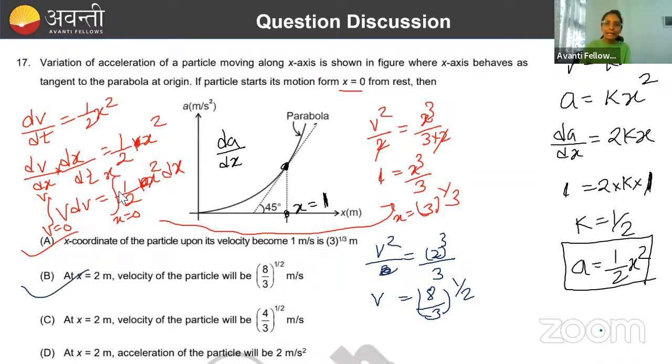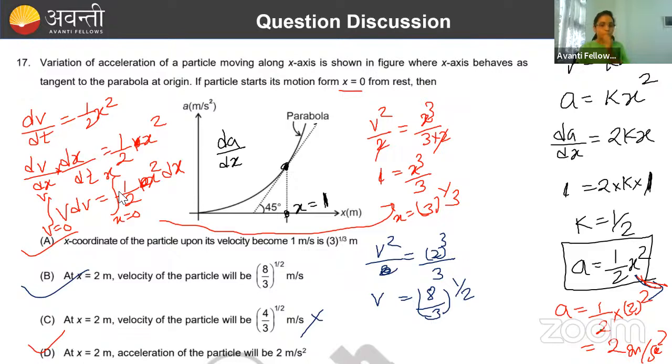Now see, at x equal to 2, velocity of particle will be this. Now, at x equal to 2, acceleration of the particle will be. So at x equal to 2 meter, acceleration of particle is being asked. So we can simply put it here. है ना? So a is equal to half. X का value क्या रखना है? 2. So put it here, 2 का square. So it will be equal to 2. Done? So yes, this is also true. So A, B, D are the correct options.